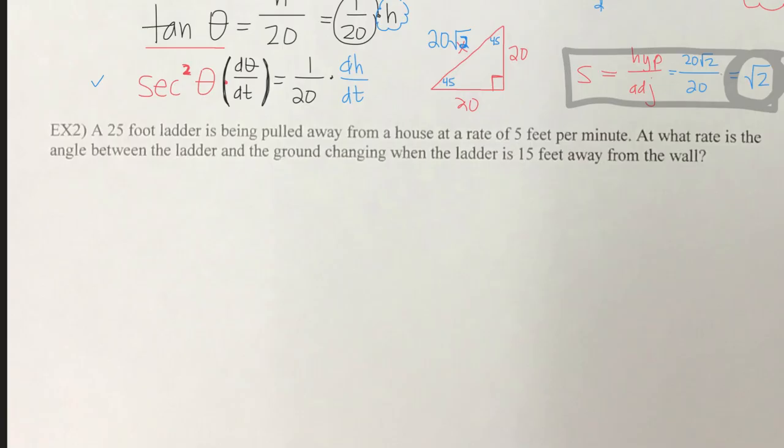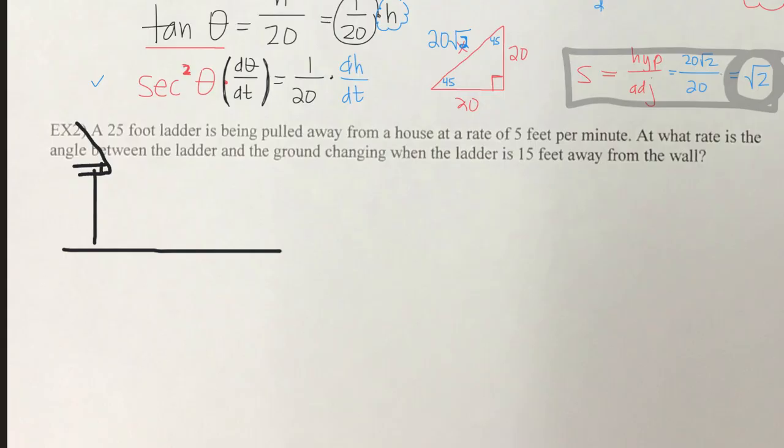So here's example 2. A 25-foot ladder is being pulled away from a house at a rate of 5 feet per minute. At what rate is the angle between the ladder and the ground changing when the ladder is 15 feet away from the wall? Okay, so let's draw this. Here's the ground. Okay, and then here's the house.